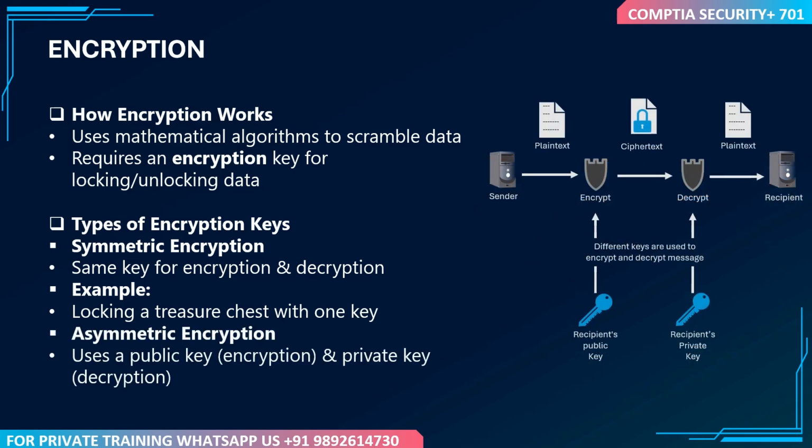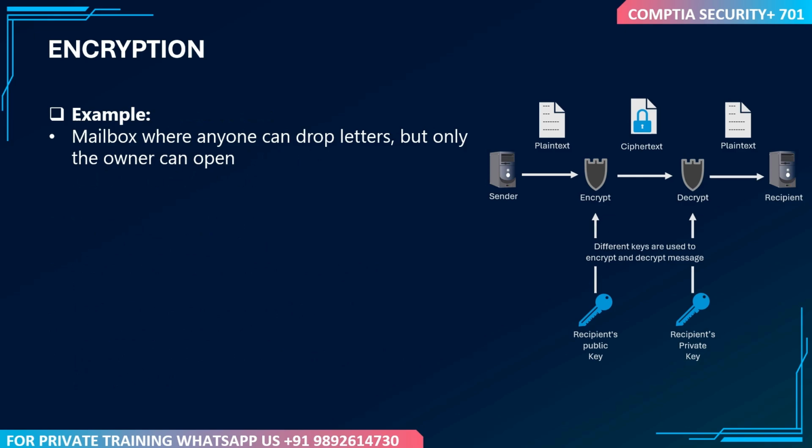Asymmetric encryption, on the other hand, uses two different keys, one for encryption and another for decryption. These keys are mathematically related but different. One key is public and anyone can use it to encrypt a message, but only the holder of the other, private key can decrypt it. Example: think of a mailbox where anyone can drop a letter, that is encrypt, but only the owner with the private key can open it, that is decrypt.